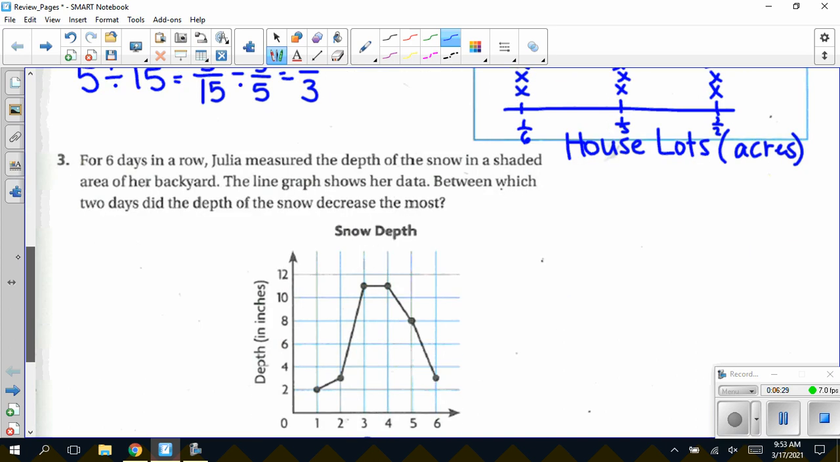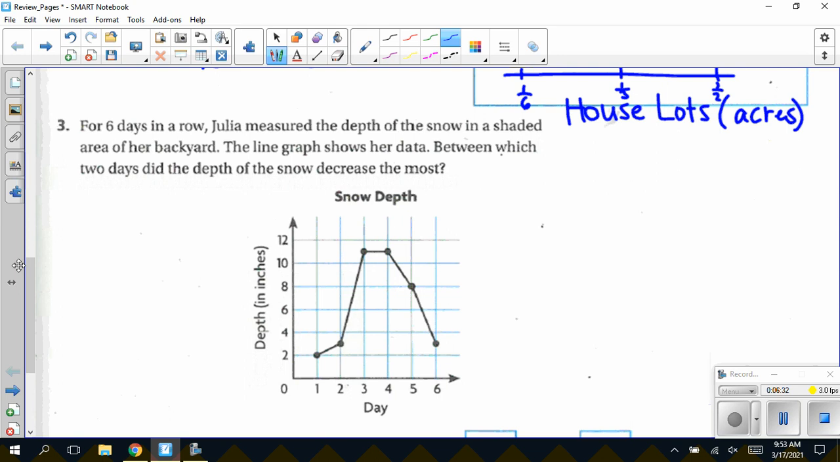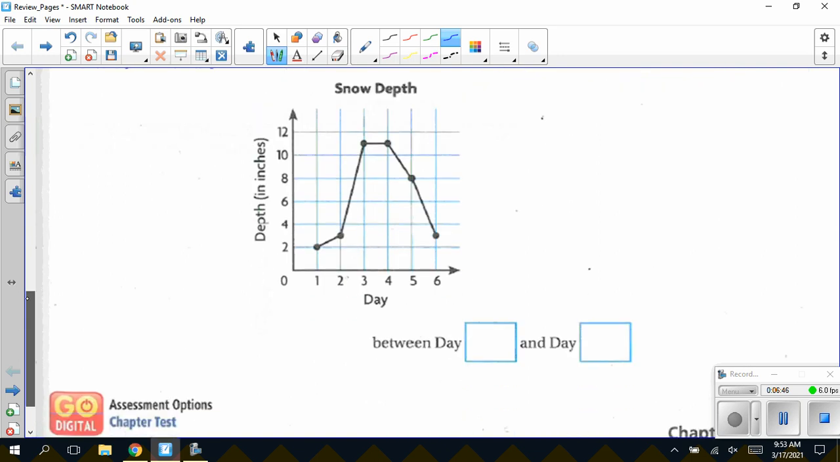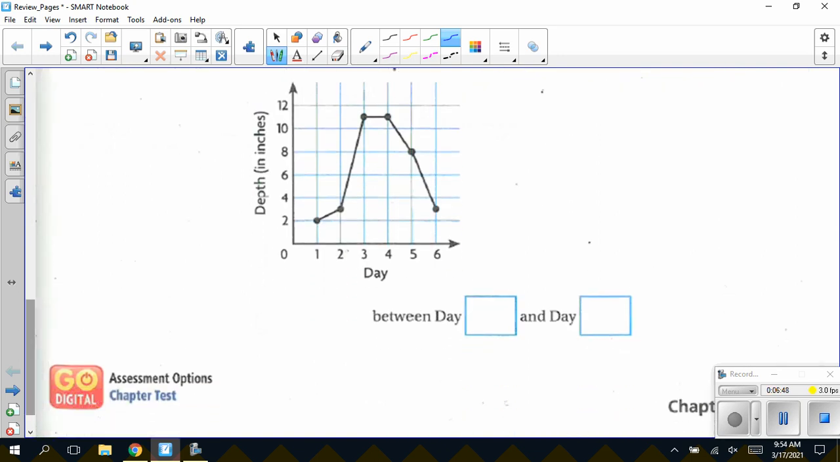Moving on to number 3, it says for 6 days in a row, Julia measured the depth of the snow in a shaded area of her backyard. The line graph shows her data. Between which 2 days did the depth of the snow decrease the most? So for this, we need to find where the greatest slant is going down. And I see that the most for when it decreased was from day 5 and day 6. That's my longest, greatest tilt in the slant.